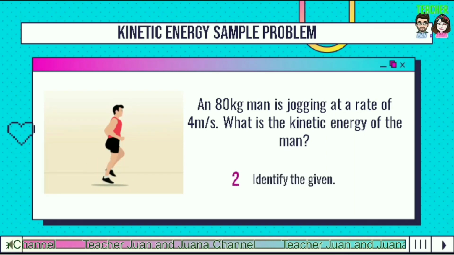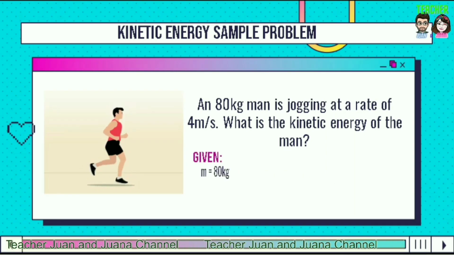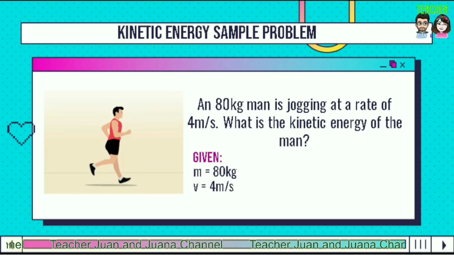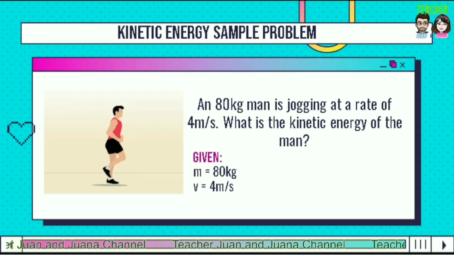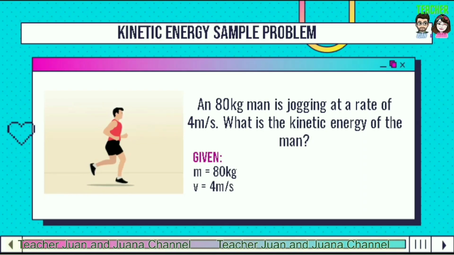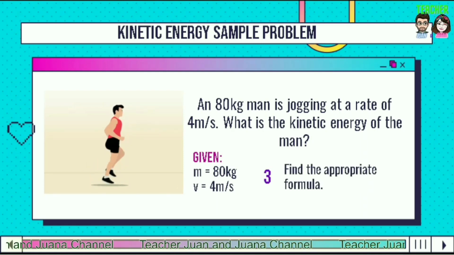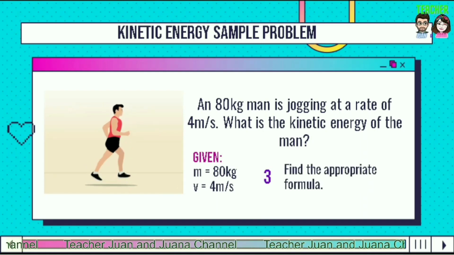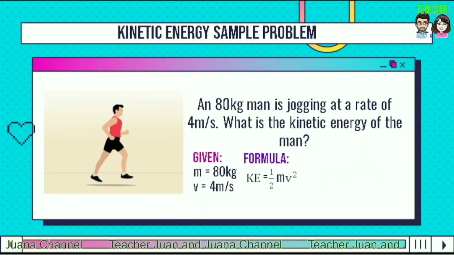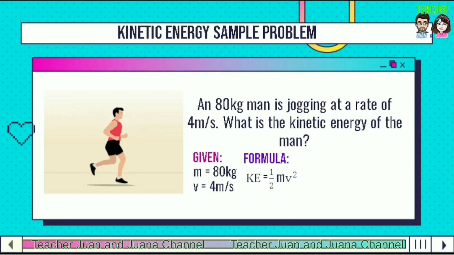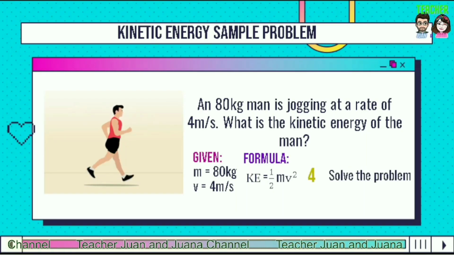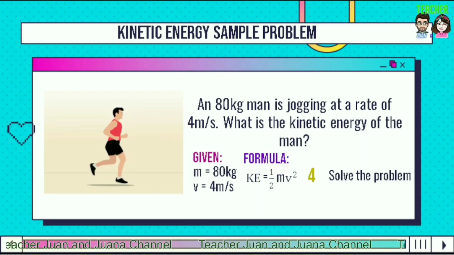Now, let us identify the given. The given are, mass which is 80 kilograms, and velocity 4 meters per second. The rate is referring to the velocity, and if you notice the unit is meter per second, which is the unit for velocity. After this, let us find the appropriate formula. Since we need to identify the kinetic energy, we will use the formula KE equals 1/2 m times v squared.